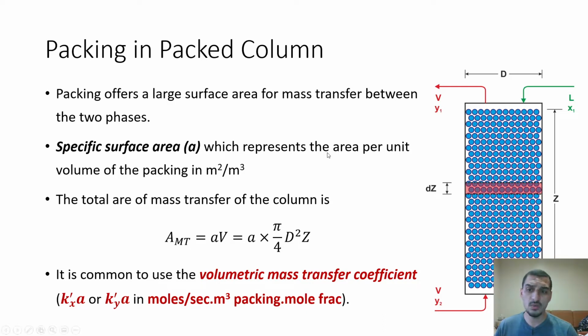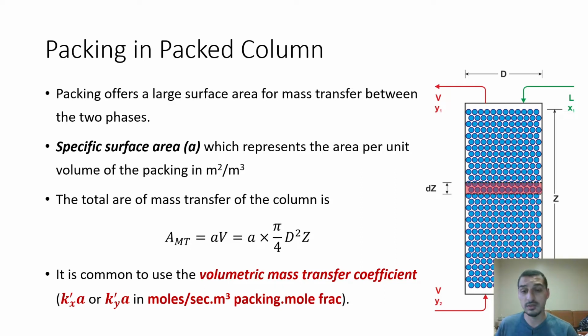One of the parameters that's specific to the packing material is the specific surface area, which represents how much area one unit volume of this packing material offers. Let's say I have 1 cubic meter, and I know that this packing material has a specific surface area of, let's say, 10 square meters per cubic meter. So each cubic meter of this packing material offers me 10 square meters of area.